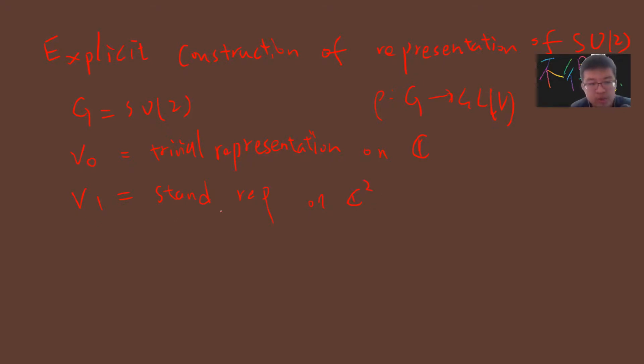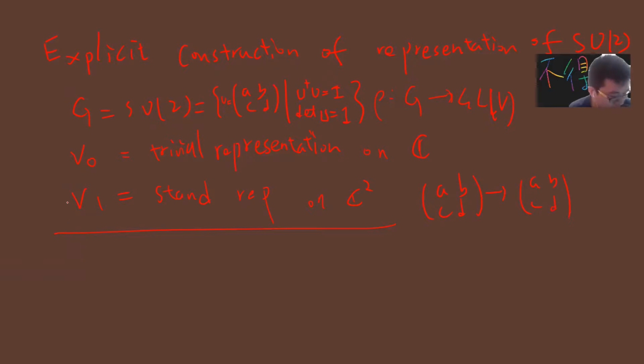This V1 standard representation exists because SU2 is made of 2x2 matrices, right? SU2 is the standard 2x2 matrices such that they are unitary and the determinant is 1. So let's say this is U, and U dagger U is 1, and the determinant of U is 1. The standard representation, given a b c d, you just map it to a b c d.